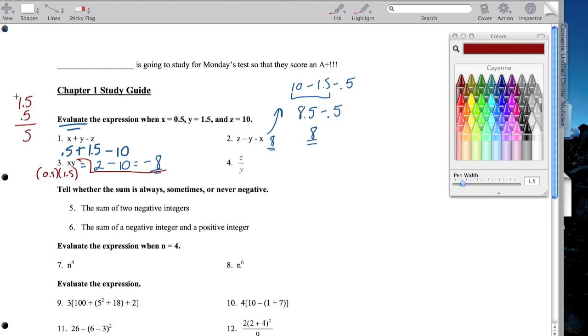5 times 5 is 25. 5 times 1 is 5 plus 2 is 7. We're going to move our decimal point over 1, 2, 1, 2. So for this one, the answer is 0.75.